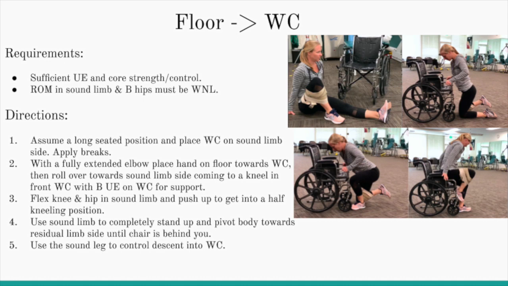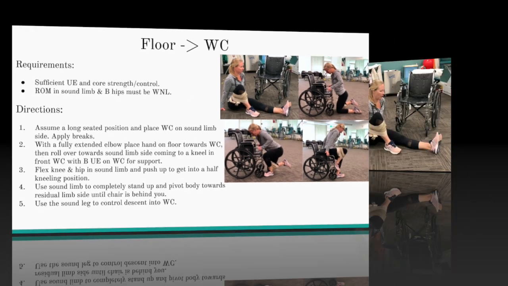The general requirements for this transfer are again sufficient core strength and overall strength in the sound limb and bilateral upper extremities. As opposed to the previous transfer, the patient will have to have sufficient concentric strength in the sound limb to initiate the movement when standing up. Adequate range of motion in trunk and sound limb to allow for proper body mechanics and mobility while performing the transfer is needed as well. The following video will demonstrate this transfer.